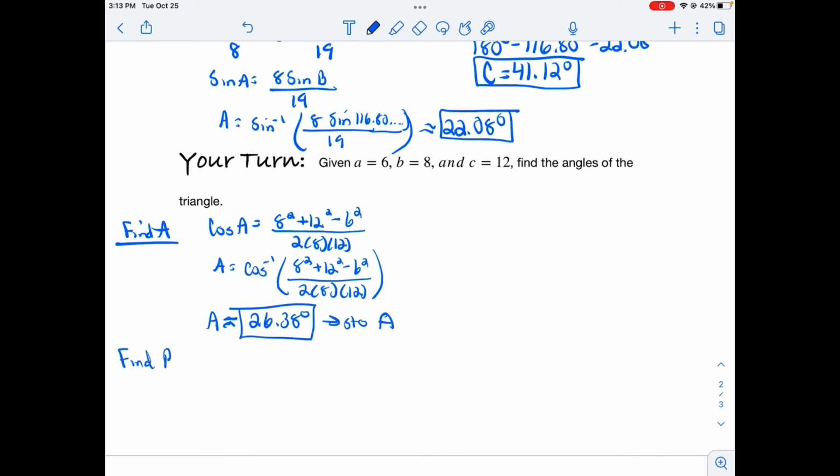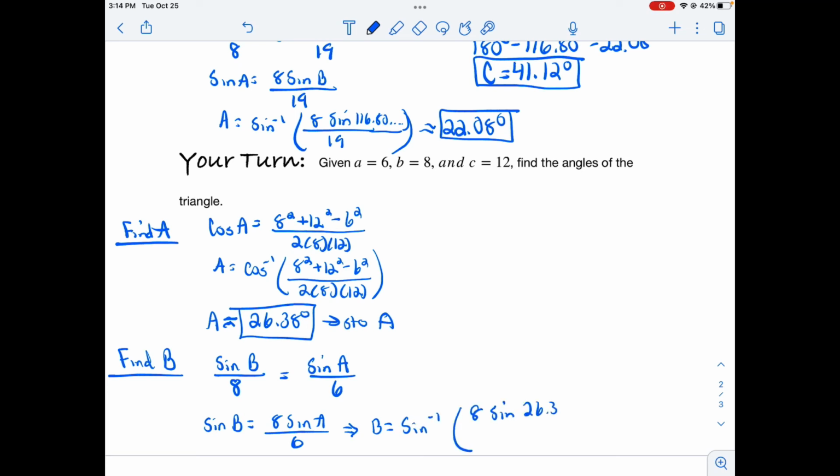Now I want you to find angle B. To find angle B, we're going to switch to the law of sines, and we're going to have sine of B over 8 is equal to sine of that 26.38 over side a of 6. Multiply each side by 8. And then take the inverse sine of each side to get angle B. Punching that into my calculator, I get that angle B is approximately 36.34 degrees.